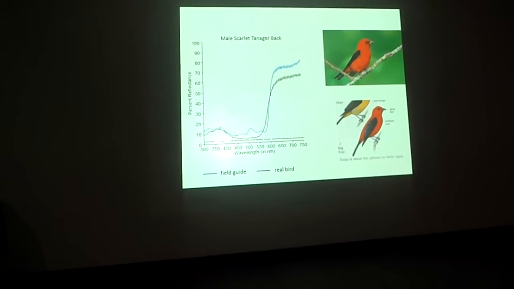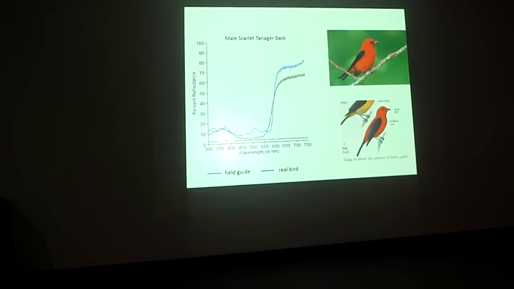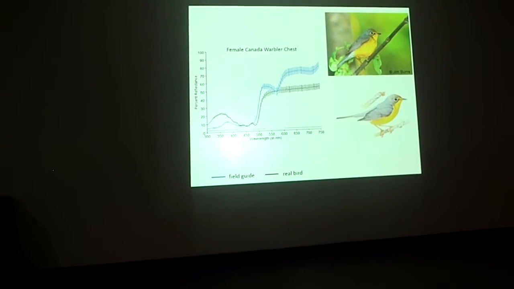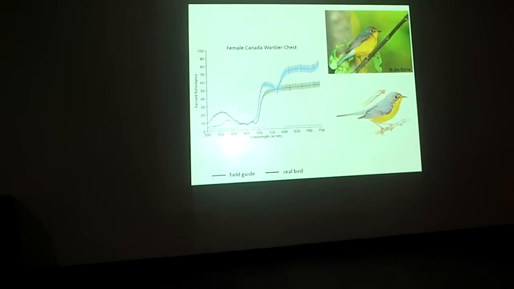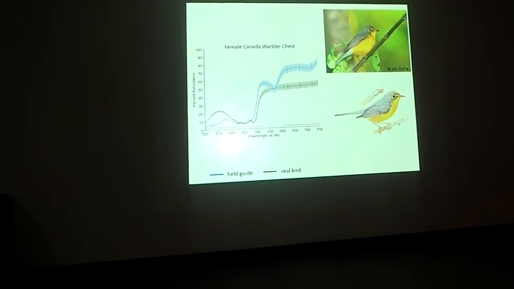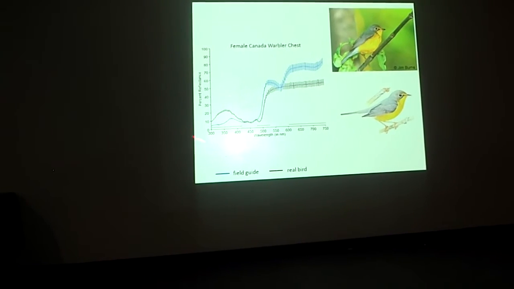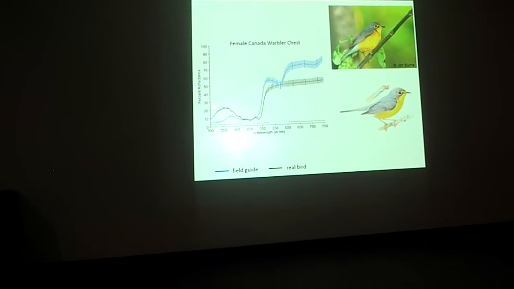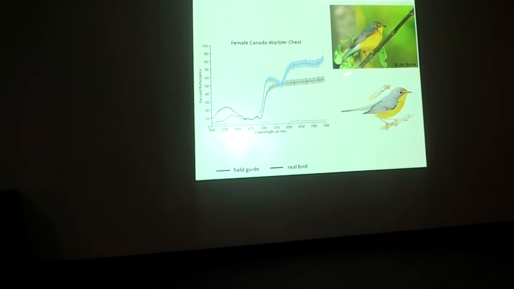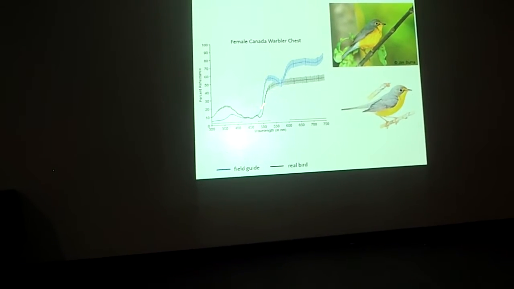Now we get a very different pattern when we look at the yellow elements. So here's the data for the female Canada warbler chest. And again, these results are very typical of what we see for many different yellow elements. So let's look at the real bird first. Here we see this hump in the UV. It goes down, and then it has this very smooth spectrum going up. It goes up in the 500-ish range and then plateaus out.